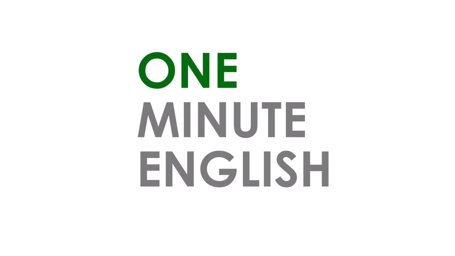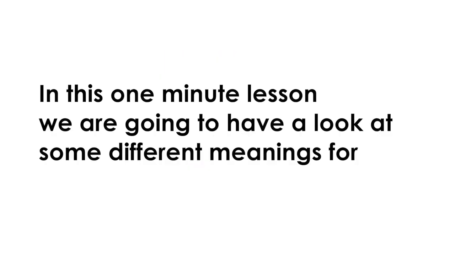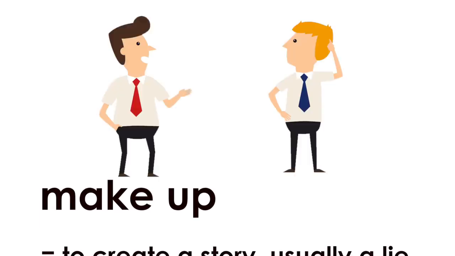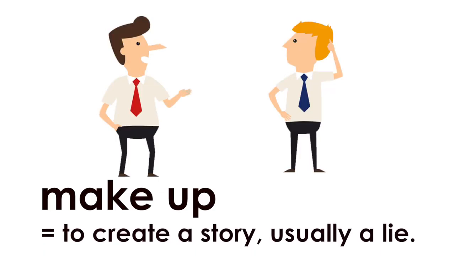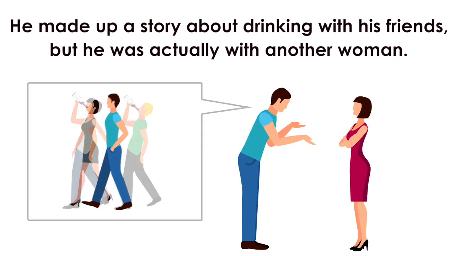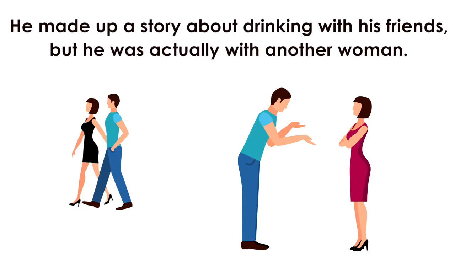1 Minute English. In this 1-minute lesson, we are going to have a look at some different meanings for make up. Make up means to create a story, usually a lie. For example, he made up a story about drinking with his friends, but he was actually with another woman.